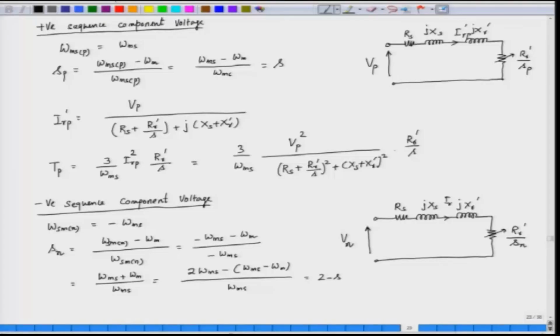So, we can find out the current here, the current for the negative sequence component, that is the rotor current for the negative sequence component, is the negative sequence component voltage divided by the resistance Rs plus R r prime by 2 minus s plus j into Xs plus Xr prime. So, by applying the negative sequence component method, the slip is 2 minus s. By having that slip we can find out the current.